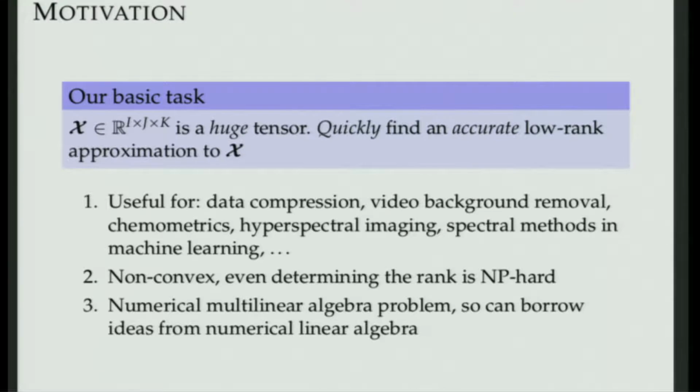So think of, say, EEG signals over time. So the question there is, we're given some huge tensor, and we'd like to find some accurate low-rank approximation to X quickly. And we want to have some guarantees on the accuracy. So this is useful for data compression, video background removal, chemometrics, hyperspectral imaging. It's like PCA, but for multimodal data.